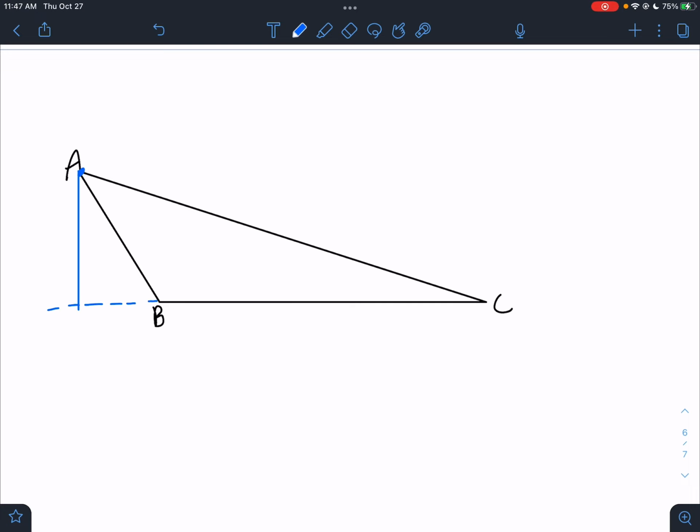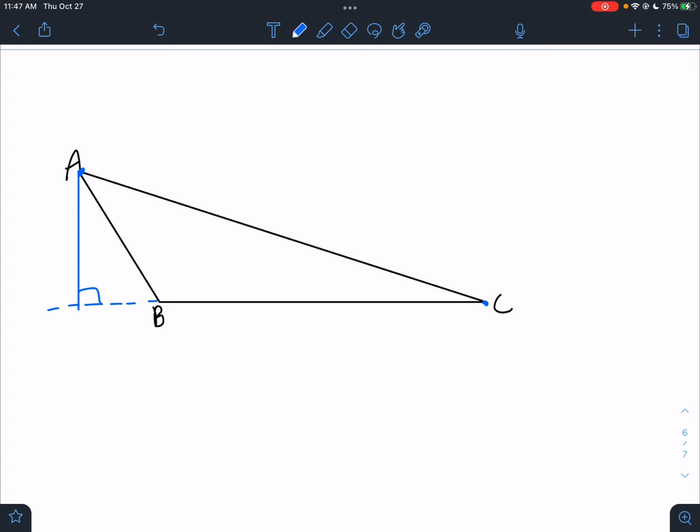If you extend this side, just like if you extend the ocean, that's the spot where you would be perpendicular. So it doesn't actually have to touch BC. Nowhere in the definition did I say it hits BC. I said it's perpendicular to BC, but I never said it touches BC.